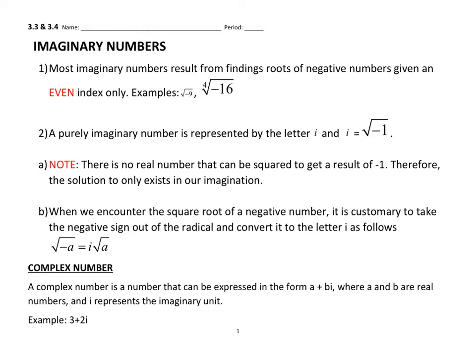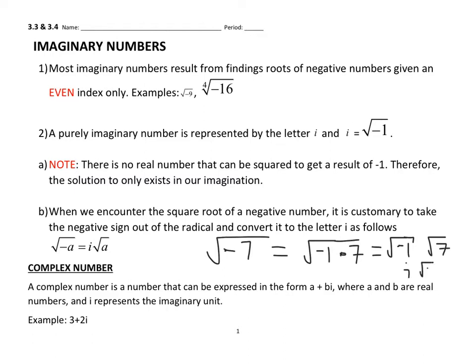An example here would be, if I have the square root of negative 7, this would be the same as the square root of negative 1 times the square root of 7, and I could isolate this into the square root of negative 1 and the square root of 7. See, the square root of negative 1 is the same as i, so that's how I would write that answer.